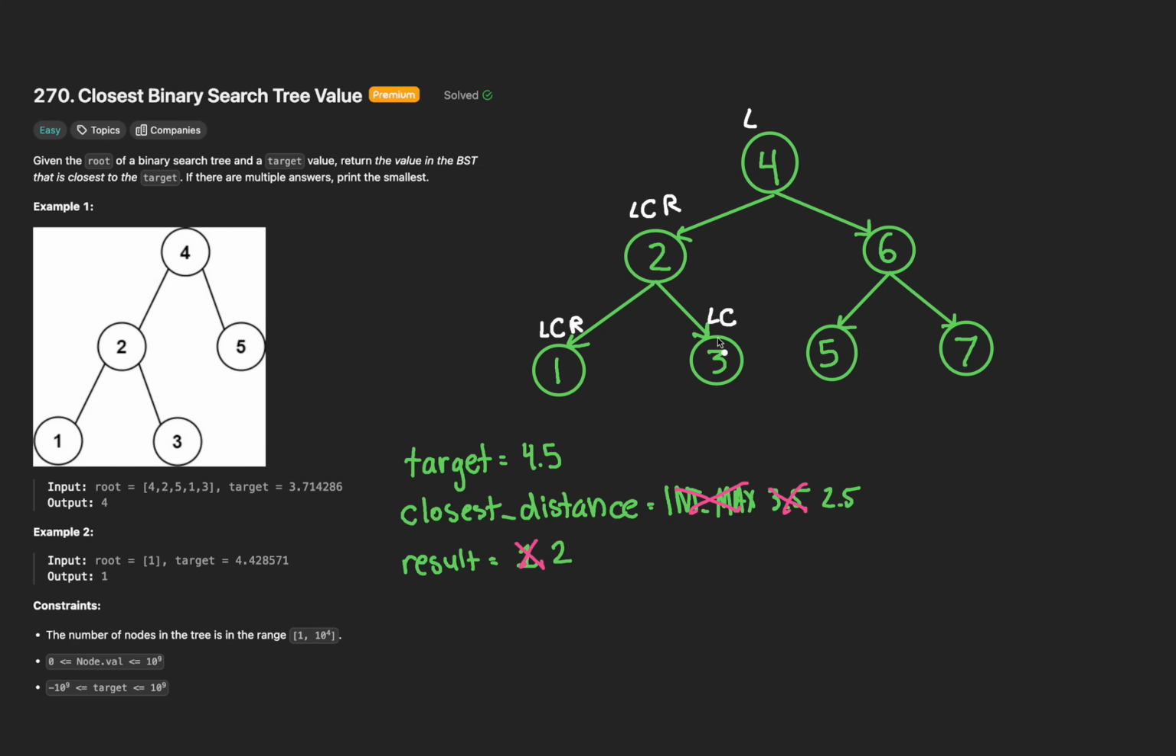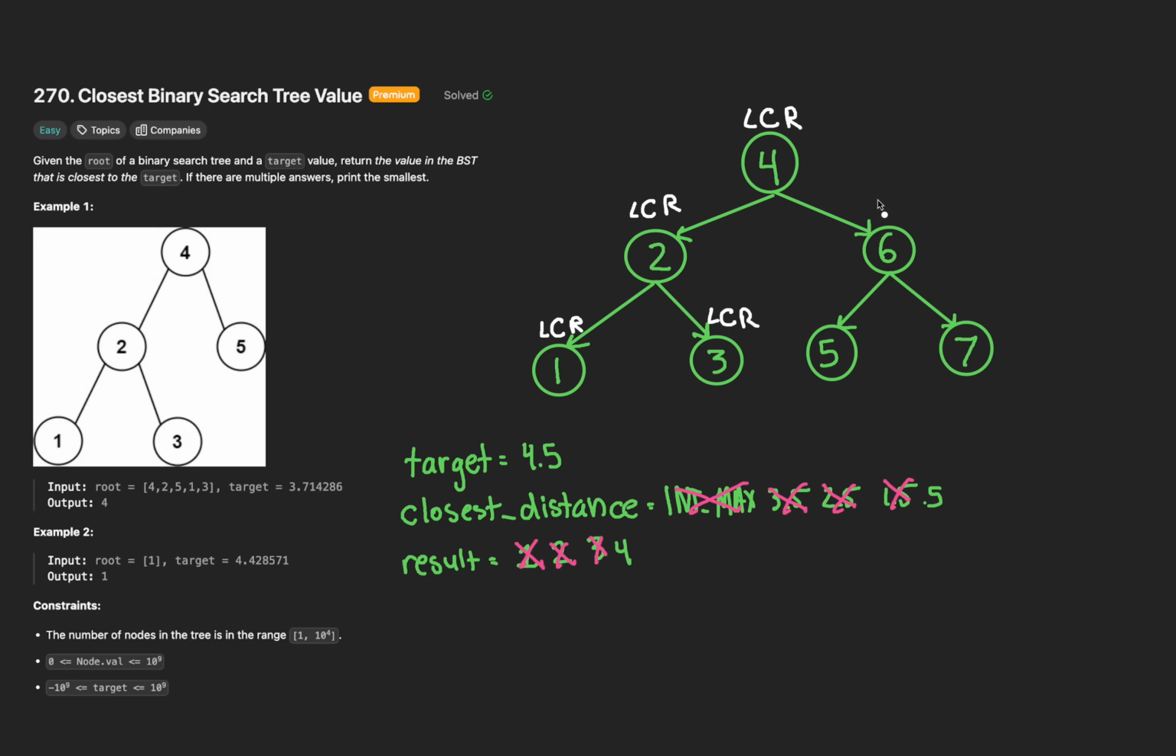Process the current node. What's node 3's distance from a target of 4.5? It's 1.5, surely smaller than 2.5. Let's update this variable, and our result. We go to the right, nothing there. Backtrack to node 4, and I'm realizing this is very redundant. Let's fast forward. At node 4, its distance away is only 0.5, so let's update the closest distance as well as our result like so.